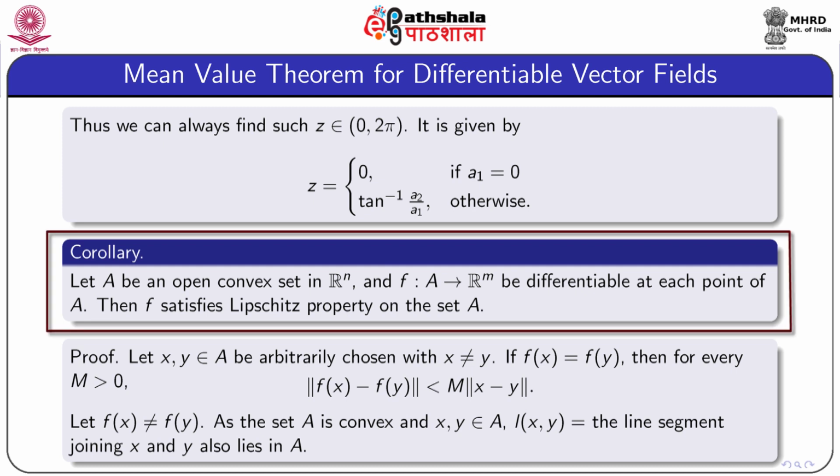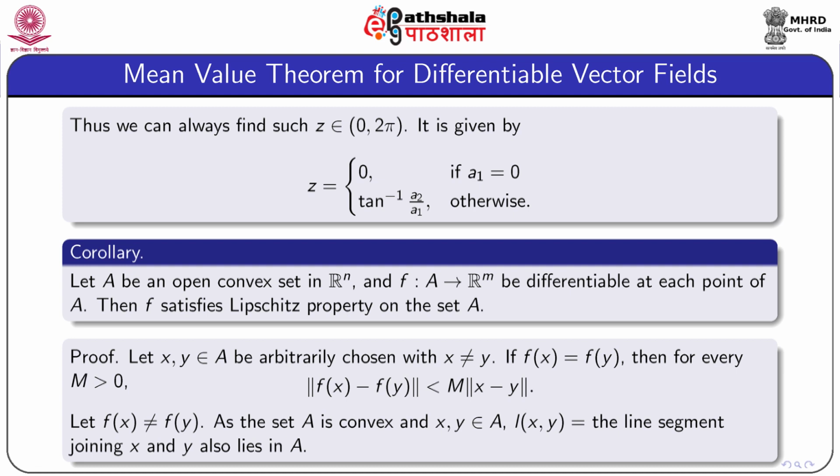Let A be an open convex set in Rn, and f from A to Rm is differentiable at each point of A. We claim that f satisfies the Lipschitz property on the set A. We start the proof. Let x, y be arbitrarily chosen from the set A, but they must be distinct. If f x equals f y, then for every positive M, we can express norm of f x minus f y less than M times norm of x minus y. So, we assume f x differs from f y.